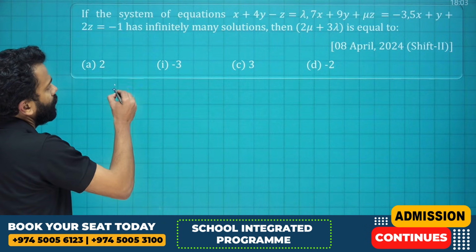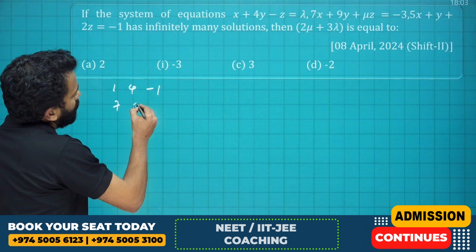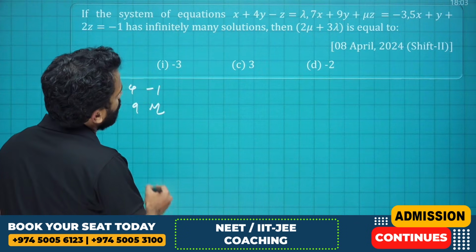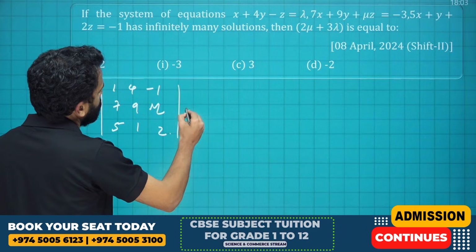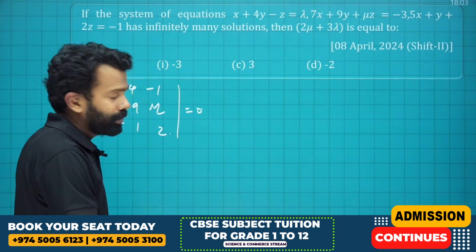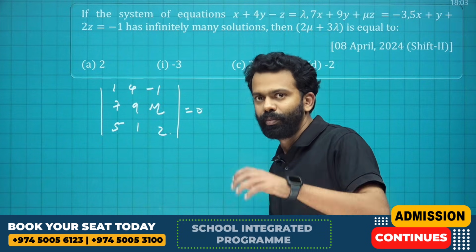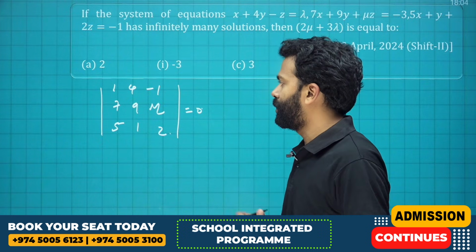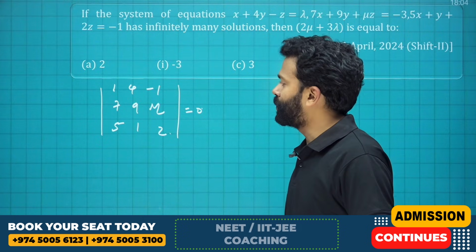That is 1, 4, minus 1, 7, 9, mu, 5, 1, 2. This is equal to 0. Could you point out the relation between the elements? Just hit the pause button and try to figure out the relation between the elements. What is the relation between the elements? It's very easy actually.